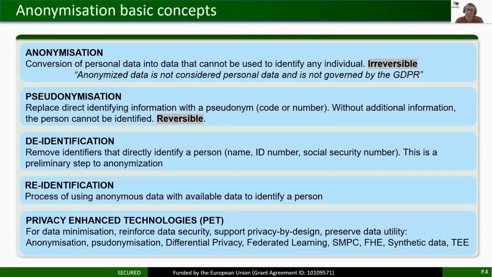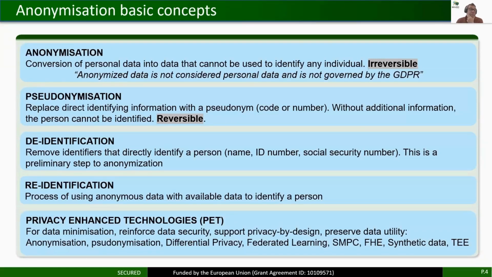Another concept that can be introduced, and sometimes is considered similar, is pseudonymization. That is to replace direct identifying information with a pseudonym. It can be a code, a number, or a hash. If we have additional information, the person can be identified. So this process is reversible. For this reason, the table that stores the mapping between the identifying attribute and the pseudonym must be stored safely, for example, in a trusted security environment.